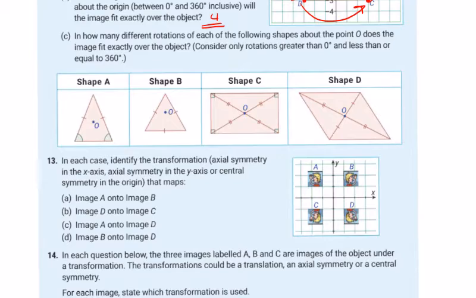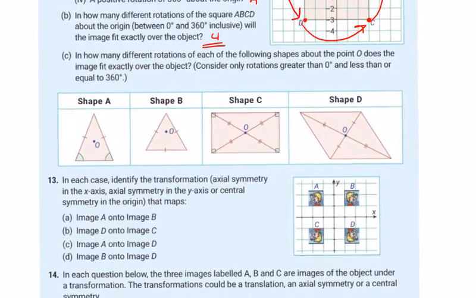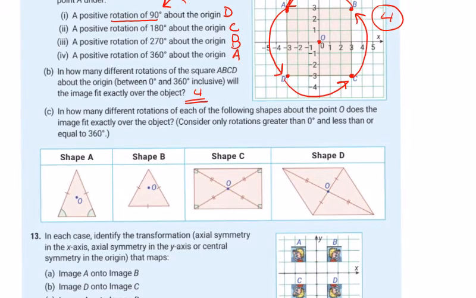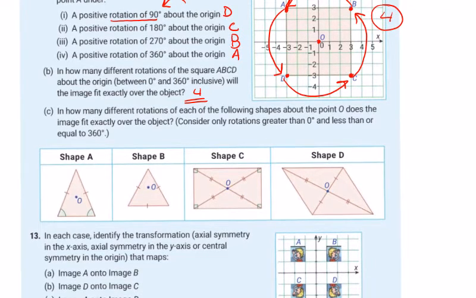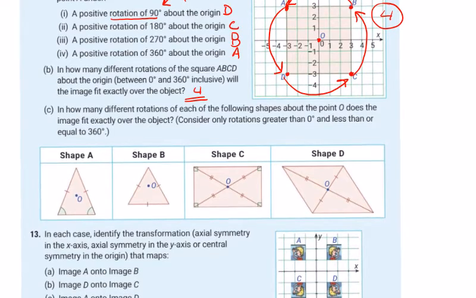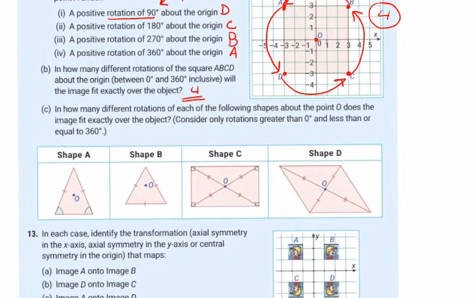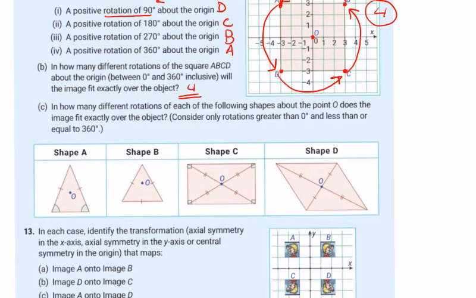In how many different rotations of each of the following shapes about the point O does the image exactly fit over the object? And we're dealing with the shapes here, A, B, C, and D. In how many different rotations of each object around the point O does the image fit exactly over the object?